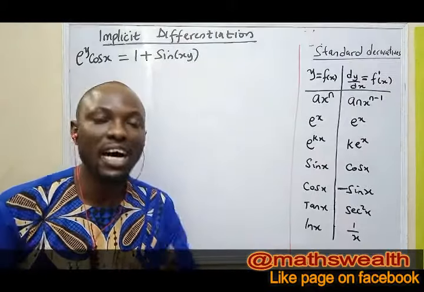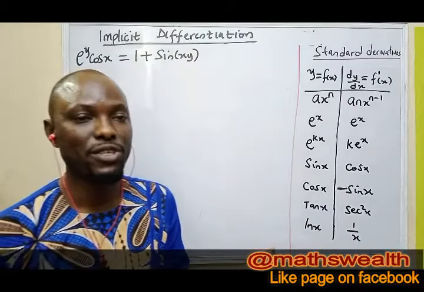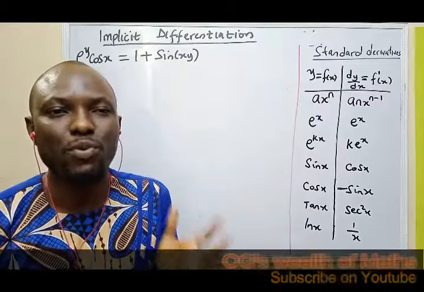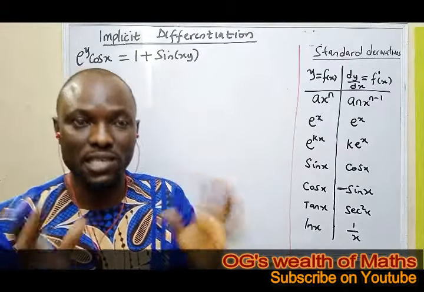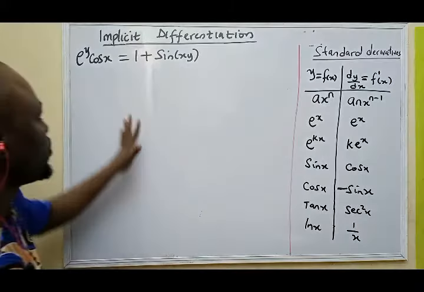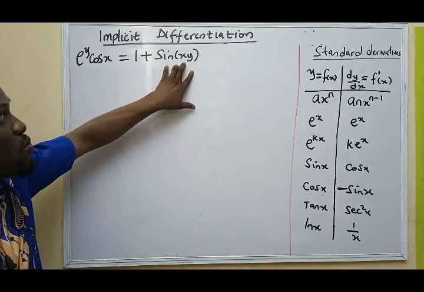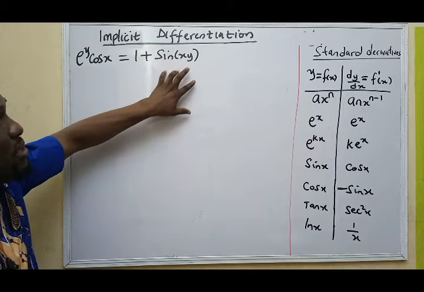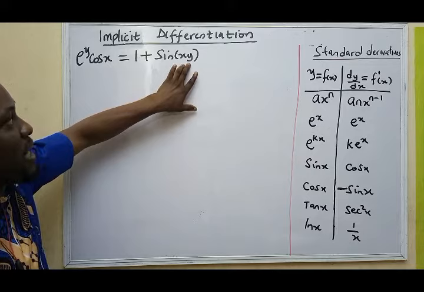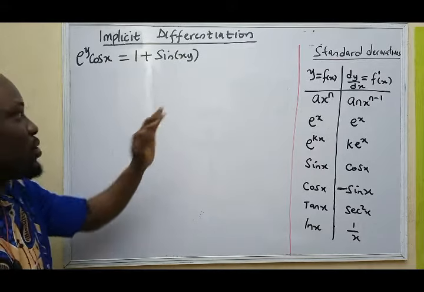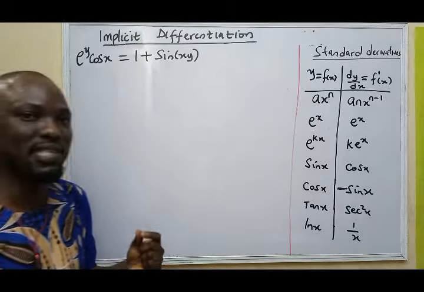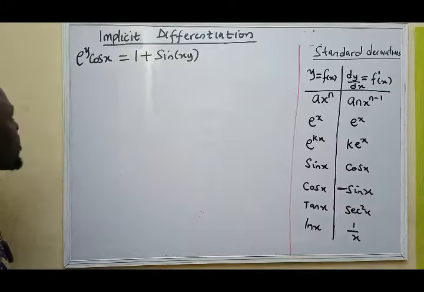Now I said something: how do you identify an implicit function? It is when you have x and y in such a way that you can't separate x from y. Each time you see a function like that, you just know it is an implicit function. If you look at this, I have x and y, sine xy is a function of xy, so I cannot separate x from y. So when I have an equation like this, I know it is implicit differentiation. Now let's solve this problem.